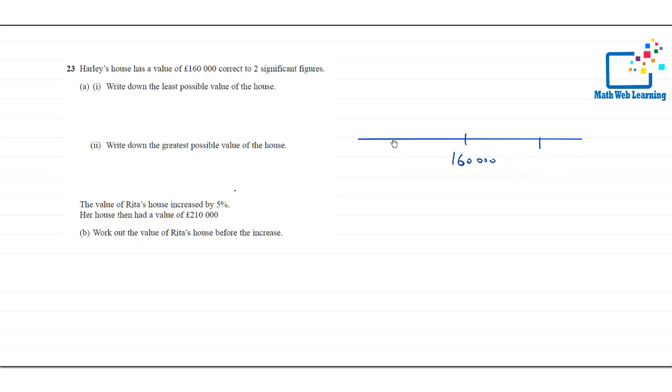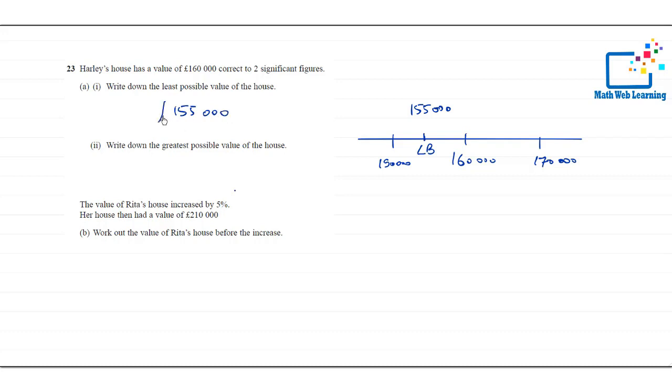Now the values before and after, that will have to be, because it's rounded to 2 significant figures, 150,000 and 170,000. To work out the least possible value, we have to find the midpoint here, which is the lower bound, the least possible value, and that midpoint is going to be 155,000.